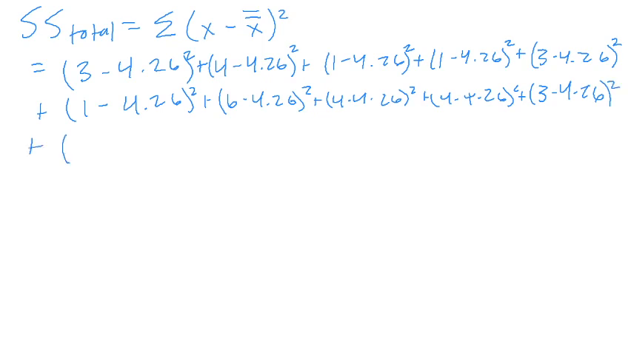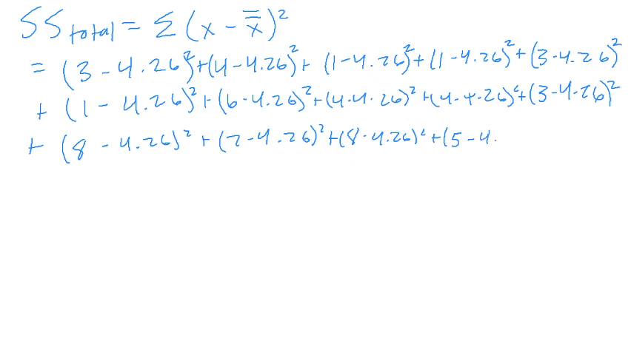All right, so now I'm on to the third group. We have 8, 7, 8, 5, and 6. So we're taking 8 minus 4.26 squared. We're taking 7 minus 4.26 squared. We're taking 8 again minus 4.26 squared. And again, I know this is messy. I do apologize. Let me know if any of this needs to be clarified. 5 minus 4.26 squared. And then lastly, we have 6 minus 4.26 squared. Okay, whew, that was a lot, wasn't it?